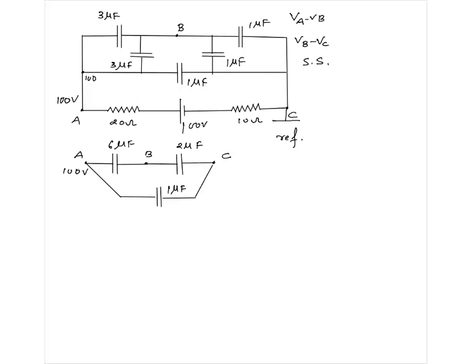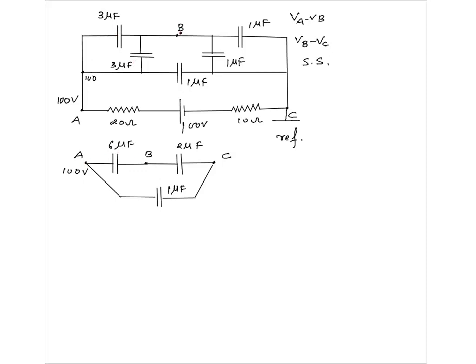I have done redrawing so that things look somewhat clearer. They're all at the same potential. Now that's why I have shown this point as A. Then this 3 and this 3 are connected across the same 2 points. This point B, and this is A, this is all A. So actually these two are connected across A and B. So they are in parallel. 3 plus 3 is equal to 6.